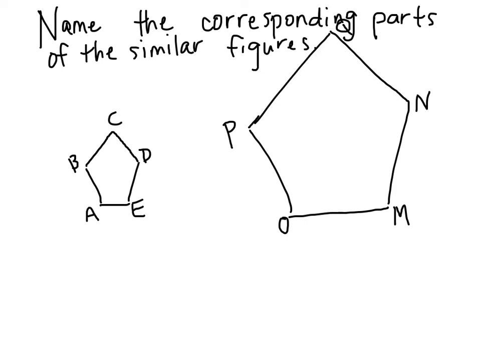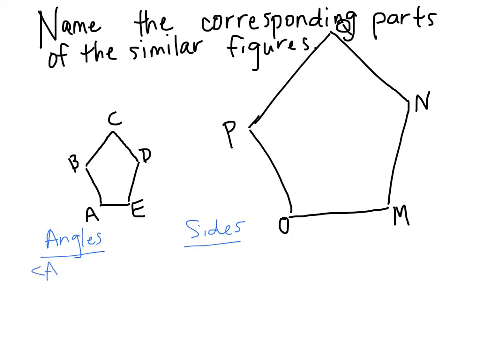Name the corresponding parts of the similar figures. I remember corresponding parts have angles and sides, and it depends on what kind of shape of how many they have. These are pentagons, so they have 5 corresponding angles and 5 corresponding sides. So I'm going to start with the angles. Yours might be in a different order, that's fine.